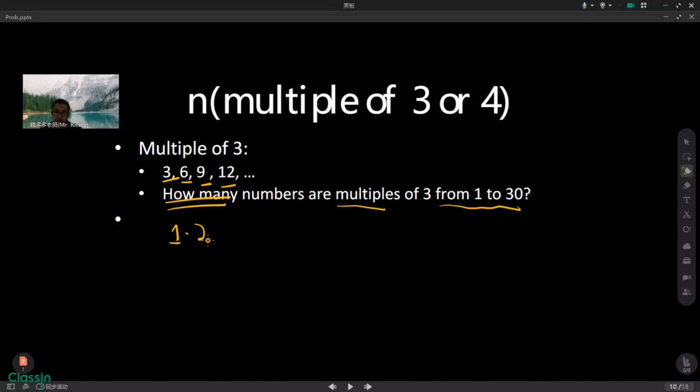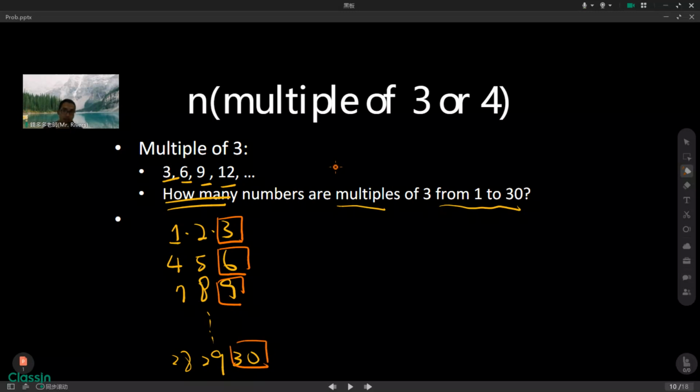If we list all the numbers 1, 2, 3, 4, 5, 6, 7, 8, 9, and put 3 numbers into one group, a first group, a second group, a third group, we can discover one thing. The last group should be 28, 29, and 30. For every 3 numbers, there is exactly one number which is a multiple of 3, right? This is a multiple of 3, this is a multiple of 3, and this is a multiple of 3. If we have 30 numbers and we divide them into groups of 3, how many groups do we have? It's easy, we have 10 groups here. So we should have exactly 10 distinct numbers which are multiples of 3.